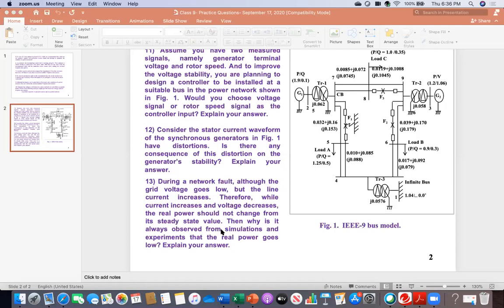That is the thing. If it were a 5 times increase and a 5 times decrease, then the multiplication would remain the same. But it is not linearly proportional. So that's why it happens. Therefore, the answer is that although current increases, voltage goes significantly low, and the increase of current is not proportional to the decrease of the voltage. Voltage really goes very, very low, and that causes the power to go low. That is the answer.